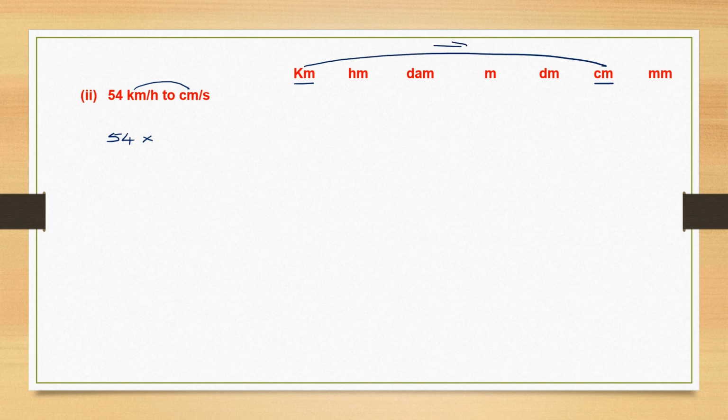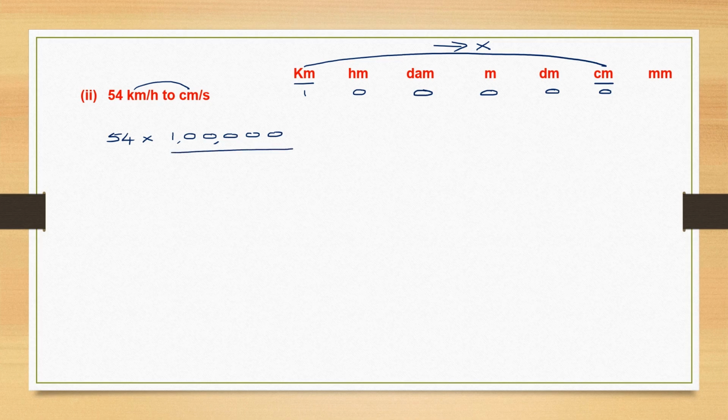So when we move to the right, it is multiplication. If we have to move backwards, it is division. Now we are moving forward to the right, it's multiplication. Multiplication by how much? Let's begin here. 1, then put zeros. 1, 2, 3, 4, 5 zeros. That means 54 into 1, then put the 5 zeros. 1, 2, 3, 4, 5. So what is this? This is 1 lakh. Okay, so we have converted kilometer to centimeter.